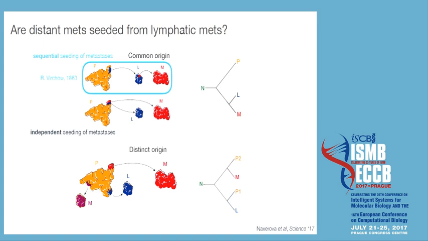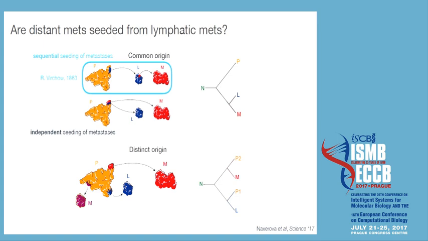What you can also see here is that even if we find common origin, that is still compatible with sequential seeding of metastases, but also with independent seeding of metastases. So it could be that there is a subclone in the primary tumor which gives rise independently to lymphatic metastases and distant metastases, but still we would basically infer such a phylogenetic tree.